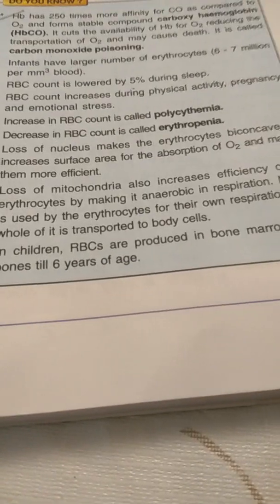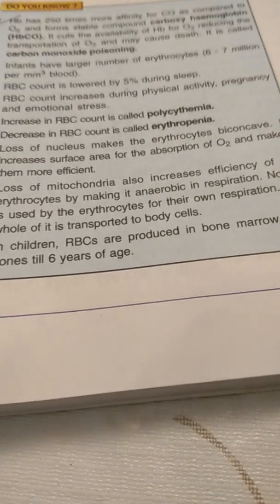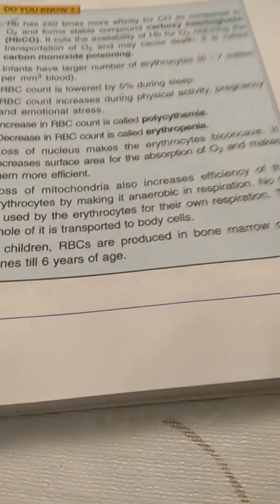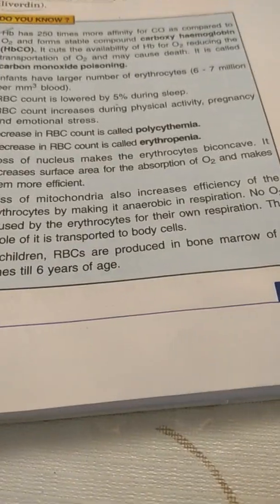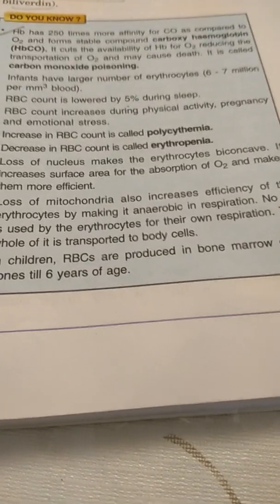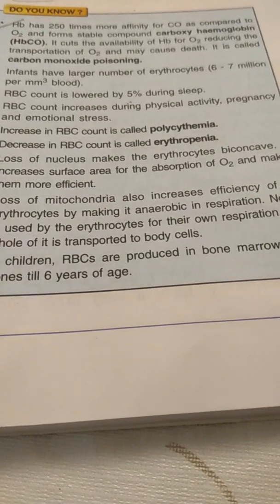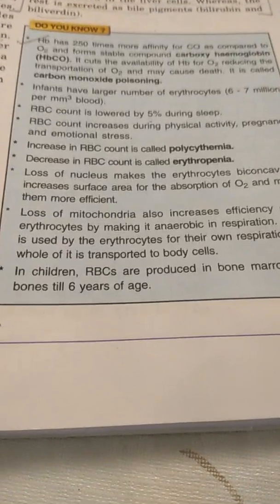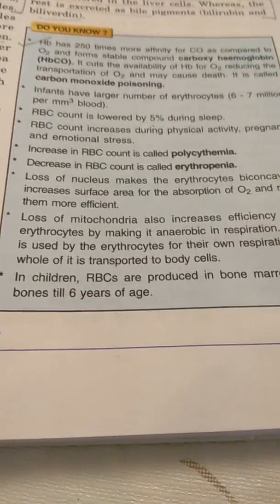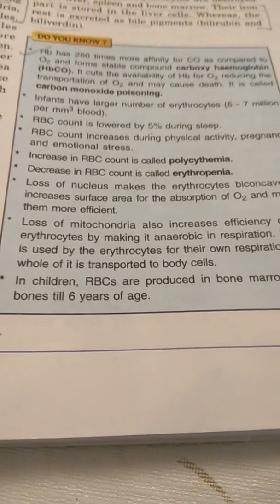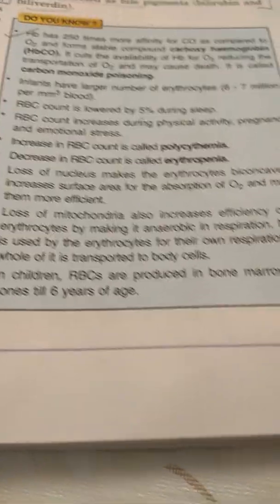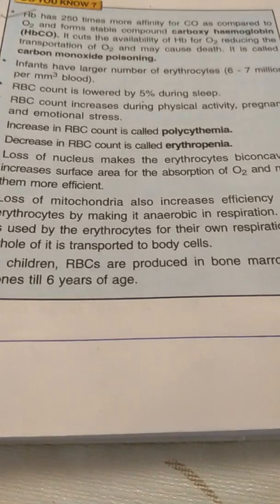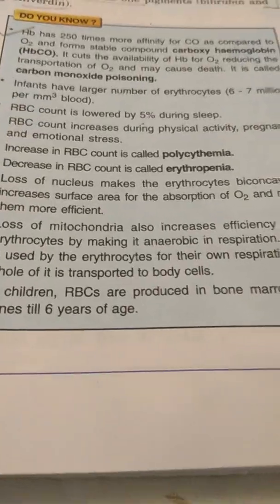Loss of mitochondria also increases the efficiency of the red blood cells by making them anaerobic in respiration. You have studied in class 9th that the respiratory activity takes place in two phases: first glycolysis, then Krebs cycle. The first part takes place in the cytoplasm, then the remaining chemical reactions take place in the mitochondria. Now these red blood cells do not have mitochondria. So they will not be utilizing the oxygen that we have taken in for their respiratory activity.